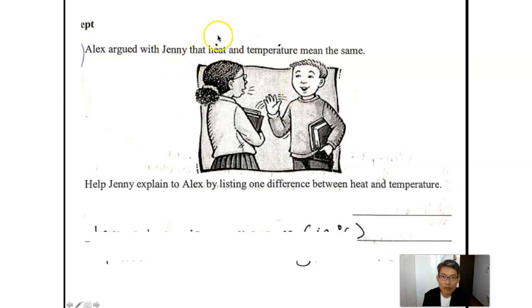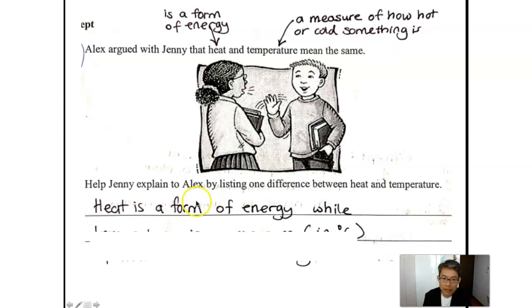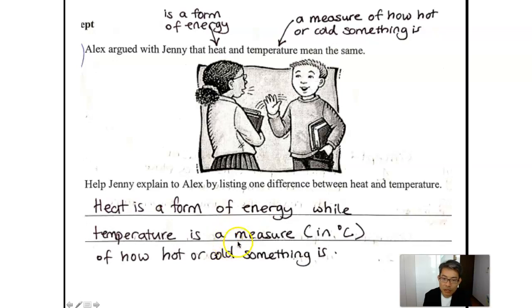Now, firstly, of course, you have read and remember, heat is simply a form of energy, and temperature is a measure of how hot or cold something is. So, help Jenny to explain. Heat is a form of energy, Alex. Temperature is not. Temperature is a measure of how hot or cold something is in degrees Celsius. So, temperature is not energy. Heat is a form of energy.